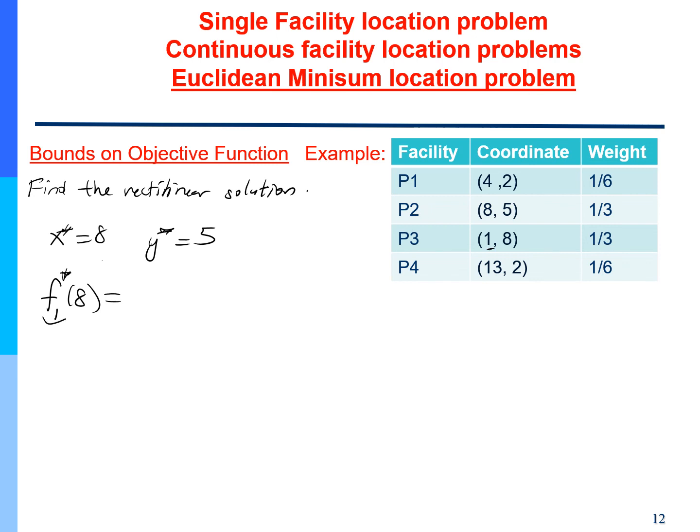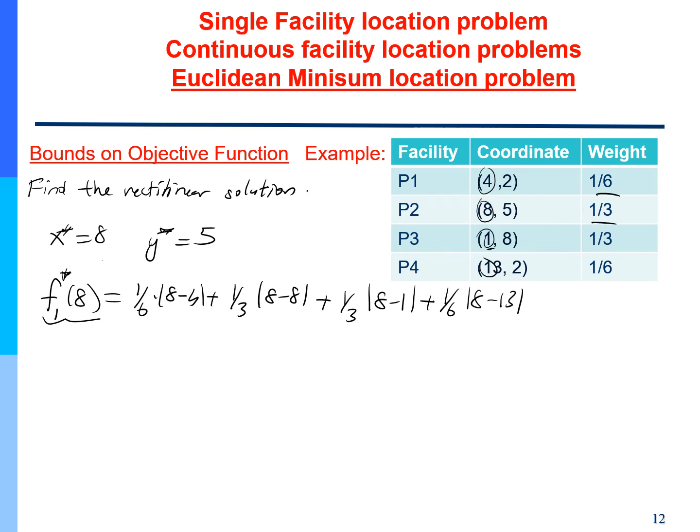And what does it mean? This is the objective function of the rectilinear subproblem. I need to find 1/6 times the absolute value of 8 minus 4, plus 1/3 times 8 minus 8, plus 1/3 times 8 minus 1, and plus 1/6 times 8 minus 13. Look, I use these x coordinates and the weights to obtain this objective function on x. And when you do this, you will see it makes 2.5.